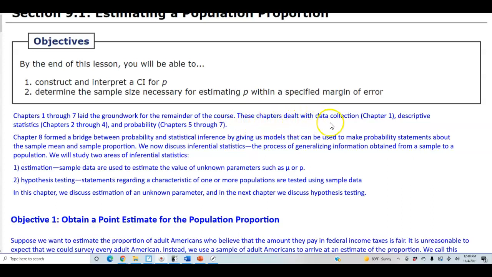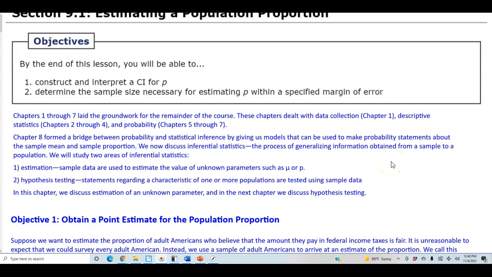Now, chapters 1 through 7 laid the groundwork for the remainder of the course. These chapters dealt with data collection, chapter 1, descriptive statistics, chapters 2 through 4, and probability, chapters 5 through 7. Chapter 8 formed a bridge between probability and statistical inference by giving us models that can be used to make probability statements about the sample mean and sample proportion. We now discuss inferential statistics, the process of generalizing information obtained from a sample to a population.